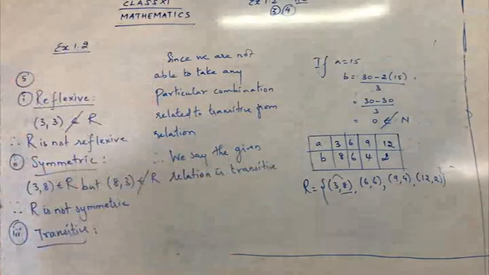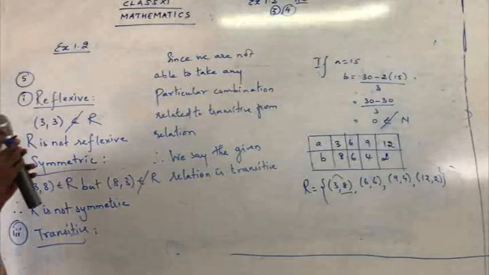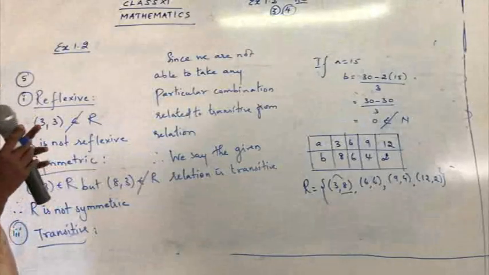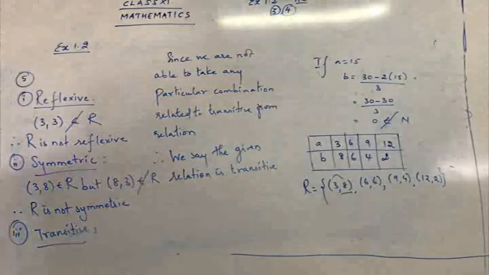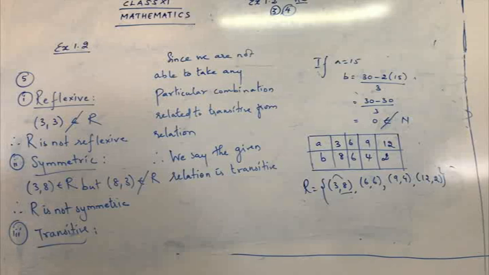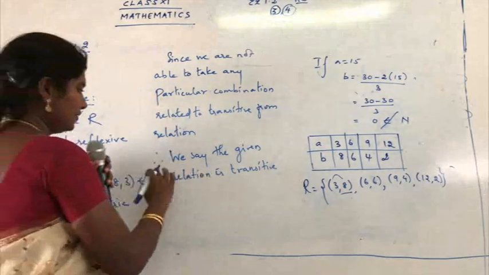See, we are not able to take any particular combination related to transitive. Okay, I'm not able to choose anything. So you have to say that the given relation is transitive, because in the relation we cannot do anything. So I just cannot say whether it's transitive, or I cannot say that it is not transitive. So you have to say that it is transitive.